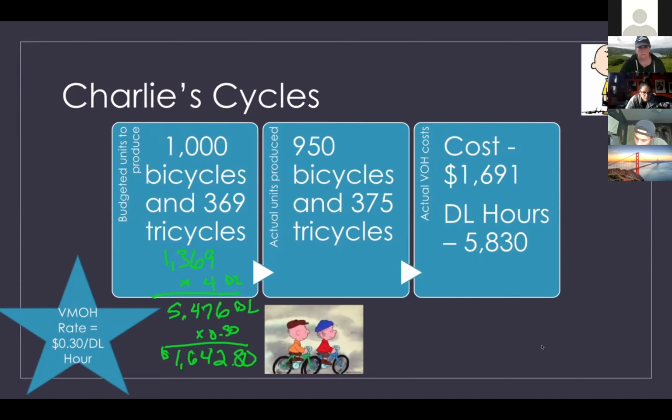But we want to look at the flexible budget, right? This is the master. We want to look at the flexible budget. The flexible budget, we actually had $1,325. And again, we're budgeting for direct labor hours. So based off of this, we would have expected to spend $5,300.